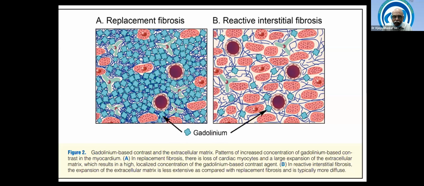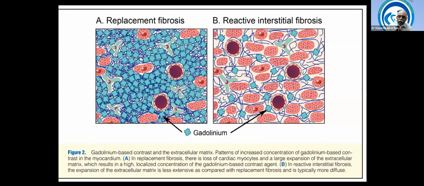And when you give contrast, there's a large amount of gadolinium contrast accumulation in the replacement fibrosis, giving you an LGE, proper white or dead myocardium. Whereas in reactive or interstitial fibrosis, you don't get so much enhancement because there's not much widened interstitial space, number one. And number two, there's not much space available for the gadolinium compound to go and occupy. So there is little enhancement, faint enhancement, no enhancement.